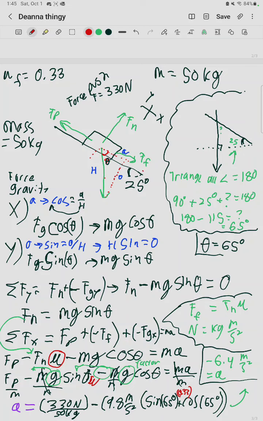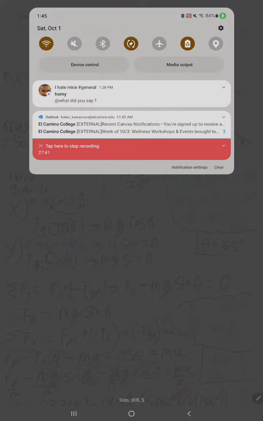0.33. And then that gets us the actual answer of negative 0.47. It's still sliding downwards, but not as fast. Alright, and that's all for me today.